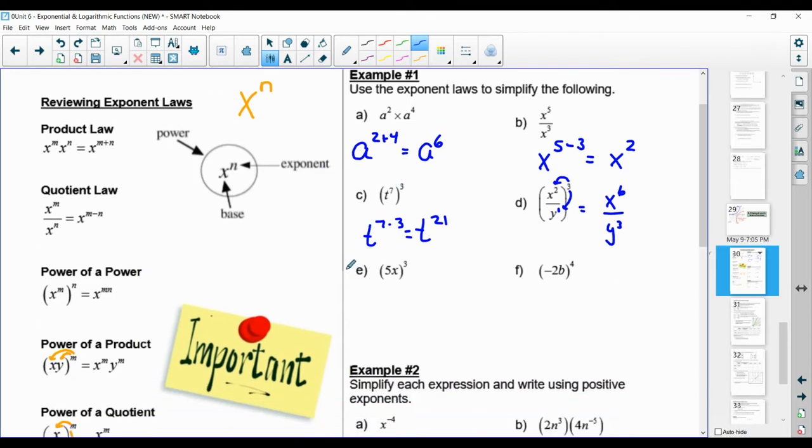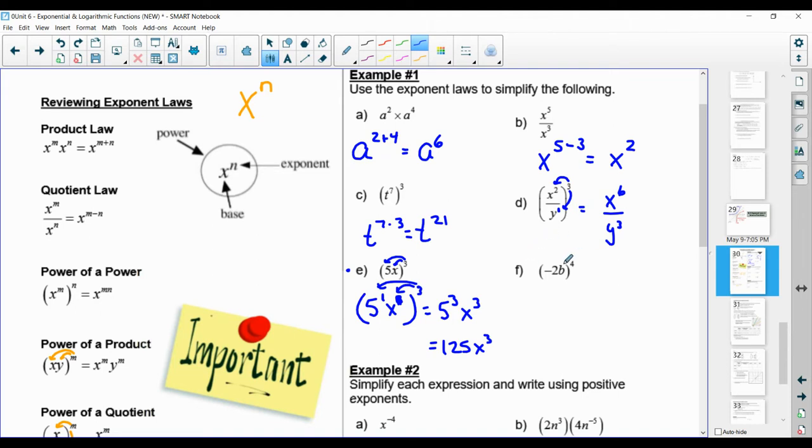All right, E is the one that usually gets a little bit tricky. Sometimes people want to bring this in and they just want to say 5x cubed, but we have to bring that 3 into both. So if I were to rewrite this, this is like saying 5 to the 1 times x cubed and then cubed. So I still follow the same exponent rules. 1 times 3 is 3. So we have 5 cubed times x cubed, and 5 cubed is 125, so 125x cubed.